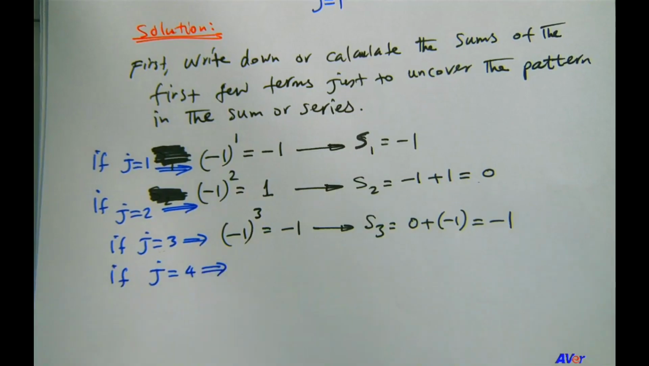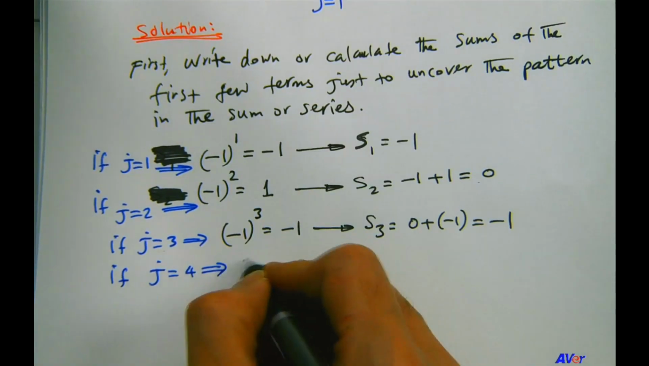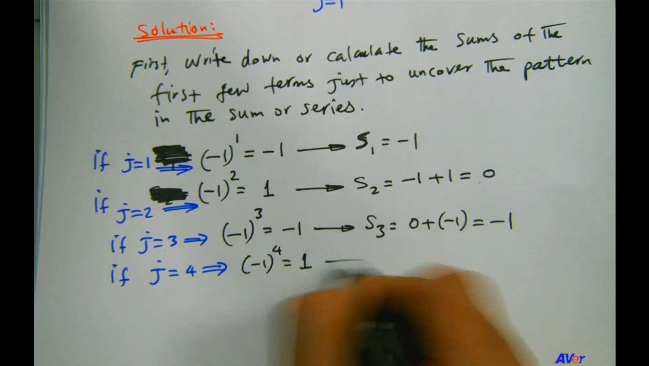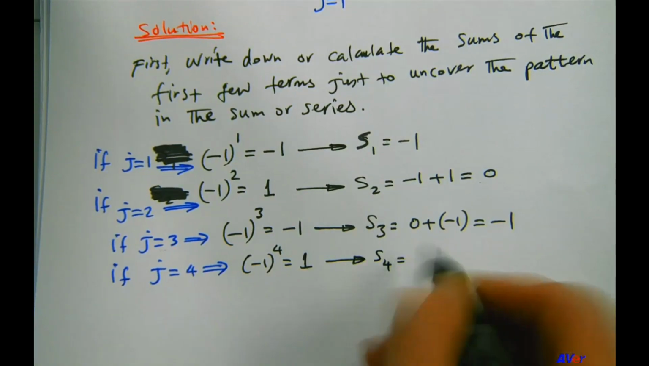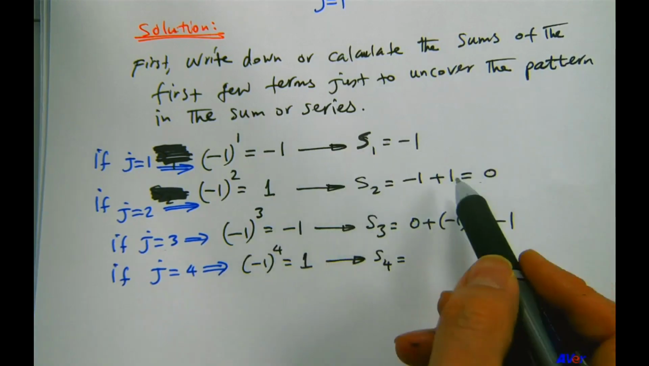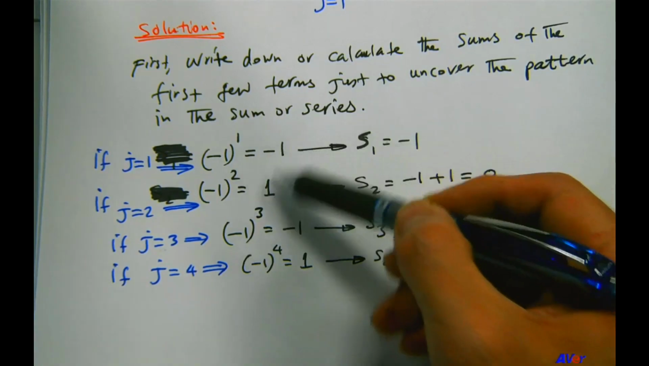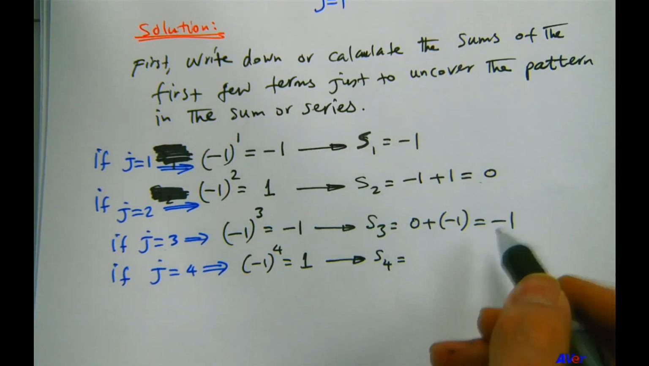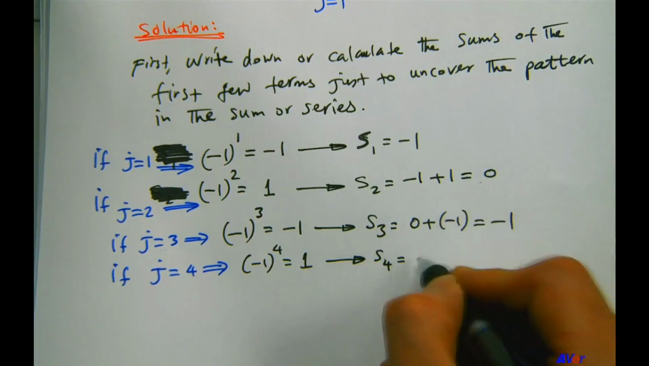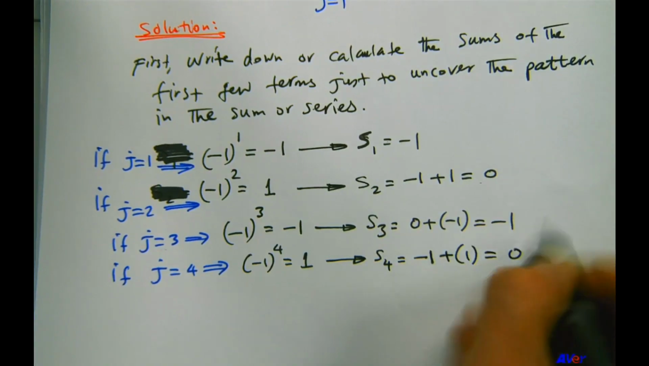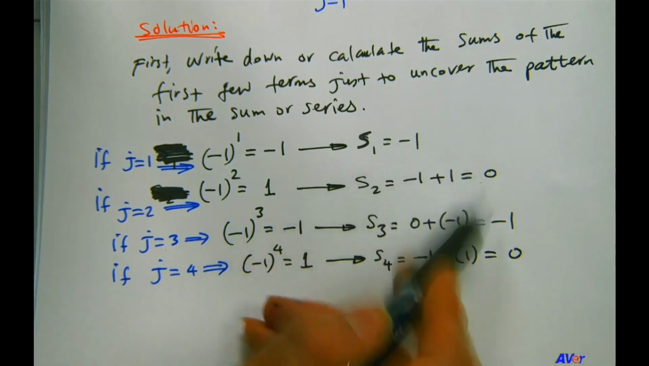So if J equals 4, then negative 1 to the 4th power will be 1. Then S4 would be all these four numbers added together, right? You can do negative 1 plus negative 1 plus 1, and you'll get 0 again. Or you can just say negative 1 plus 1. It makes no difference, you get 0. Do you see the pattern? Negative 1, 0, negative 1, 0.